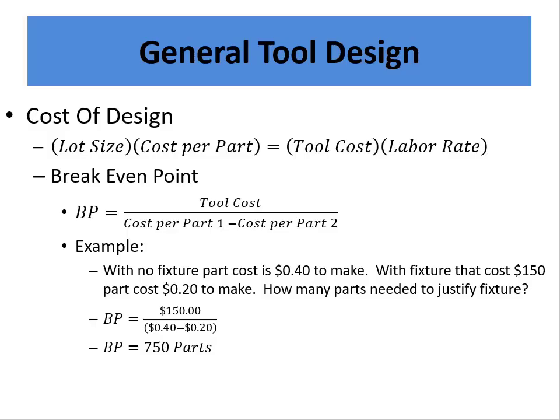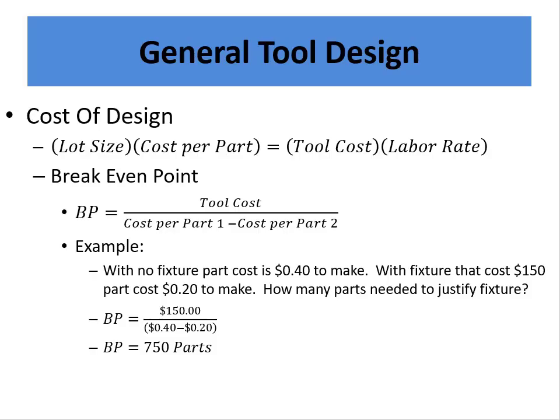And then the cost of the design. A general rule is that the lot size times cost per part, at a minimum, needs to equal the tool cost times the labor rate. That's just a general rule of thumb. Your break point is essentially your tool cost divided by the delta between the cost of the part with and without the tool, which will tell you how many parts you need to at least pay for that one tool. In this example, where we have this simple 40 cent to 20 cent delta, we come up with 750 parts.